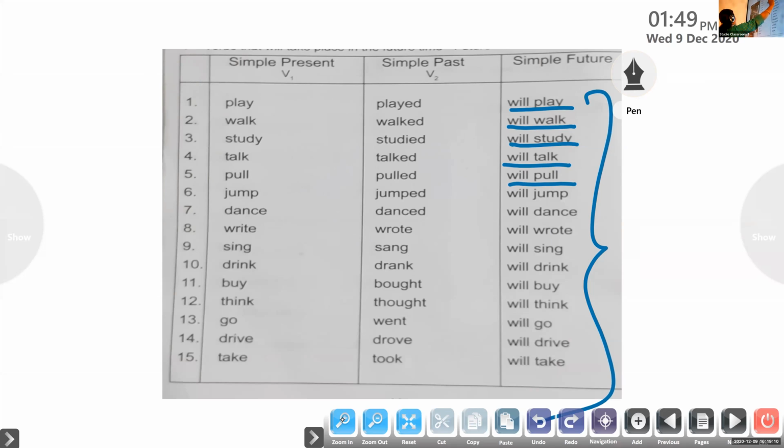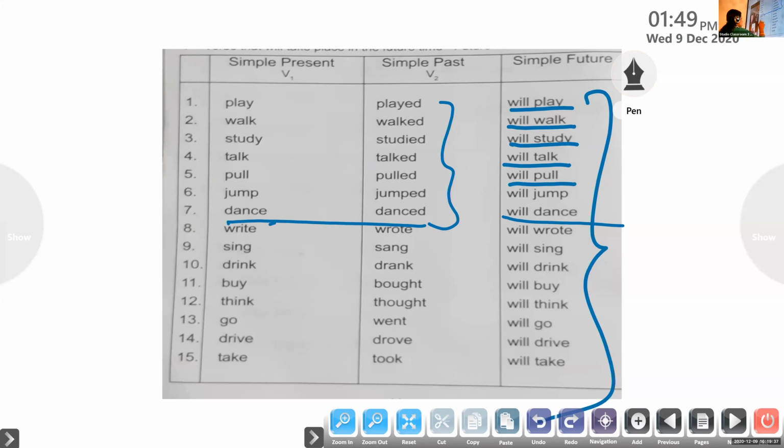Play, it is played. Walk, it is walked. Study, it is studied. Talk, it is talked. Pull, it is pulled. Jump, jumped. Dance, it is danced. So here what we have done, we have added d or ed or ied to the word to show that the action is in the past tense. Clear? Clear to all? Have all of you understood?